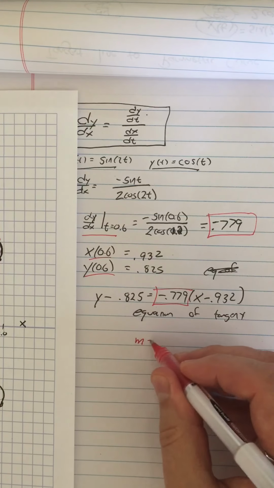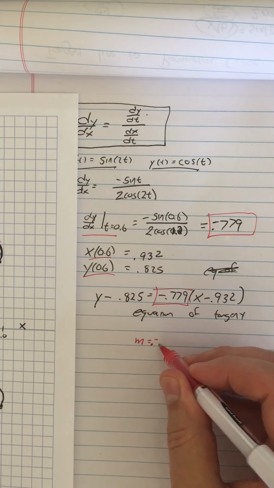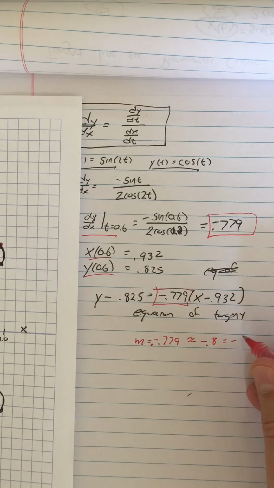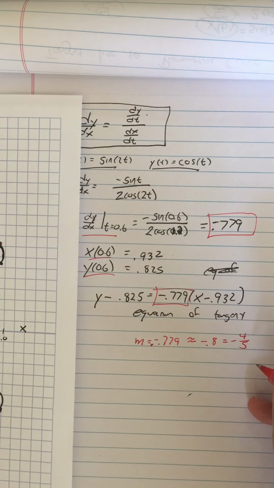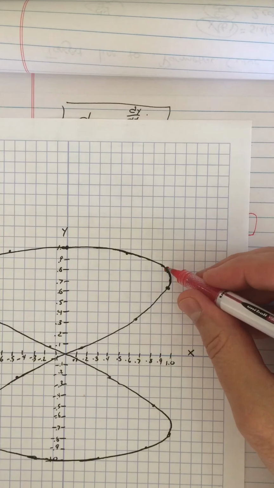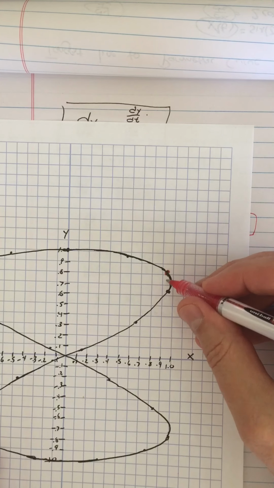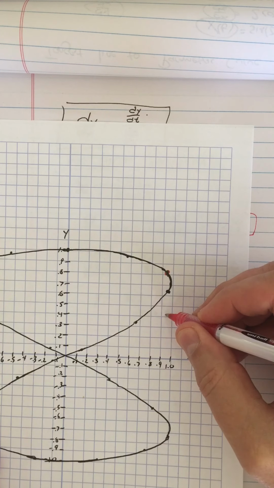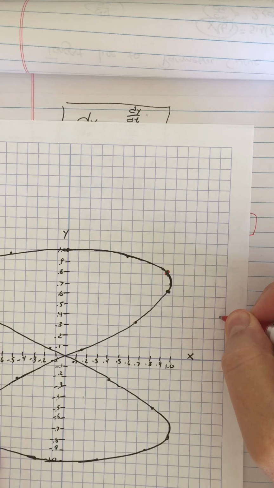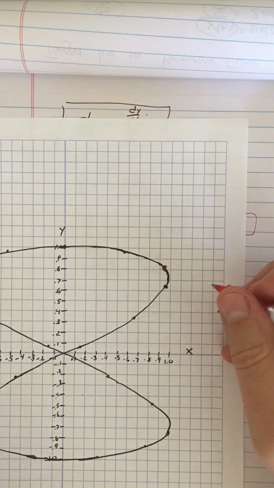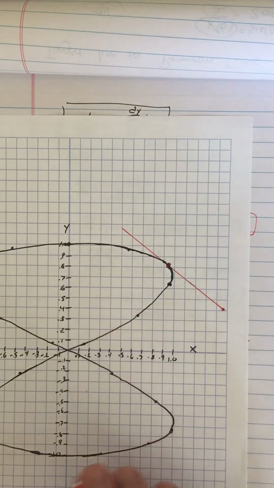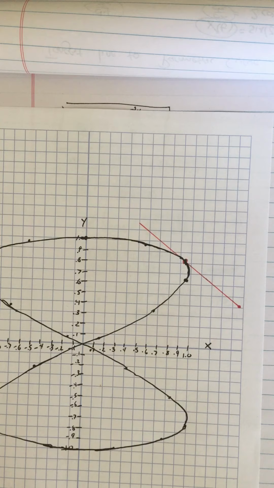Well, that slope, negative 0.779, is kind of close to negative 0.8, isn't it? Which is negative 4/5. So I could do my rise over run: go down 4 and over 5 from that point. I have to be careful because it's sort of in the middle: 1, 2, 3, 4, and then over 1, 2, 3, 4, 5, trying to get it in the right place. Then I can draw that line, and it looks like a pretty good tangent line for that point.